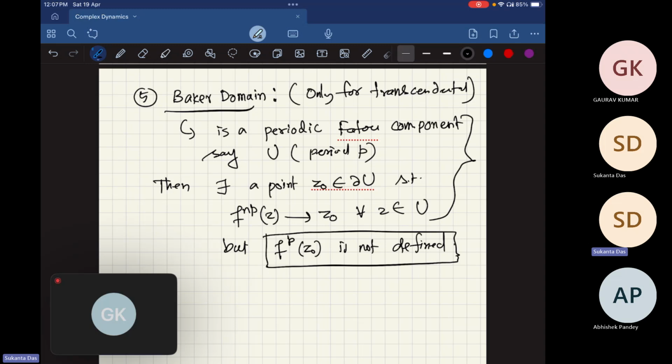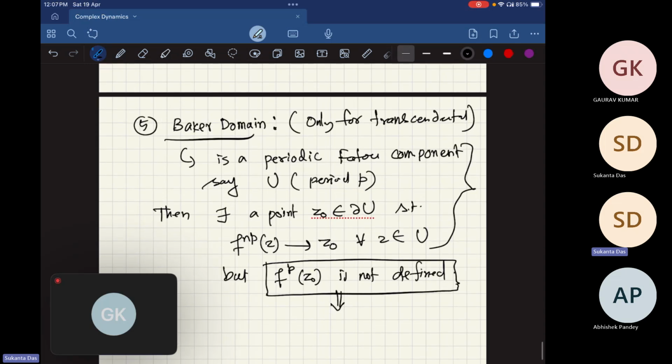Ultimately, this looks like the definition of a parabolic domain, so sometimes we call a Baker domain an essentially parabolic domain. The only problem is this case, which does not occur for rational maps. I'll not go in deep. If I talk about transcendental functions in other lectures, then I'll talk about all these things in detail.